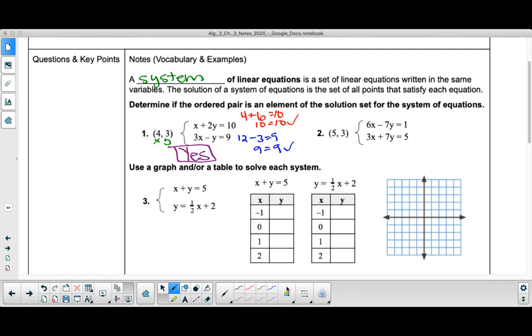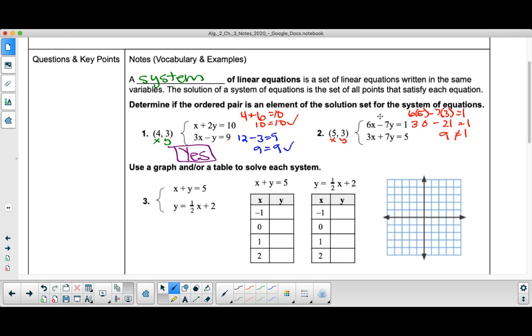Now we do the same with number 2. The point (5, 3) gives us our x and our y value, and we plug it into our first equation. So 6 times 5 minus 7 times 3 equals 1. That's 30 minus 21. Does that equal 1? 30 minus 21 is 9. 9 does not equal 1.